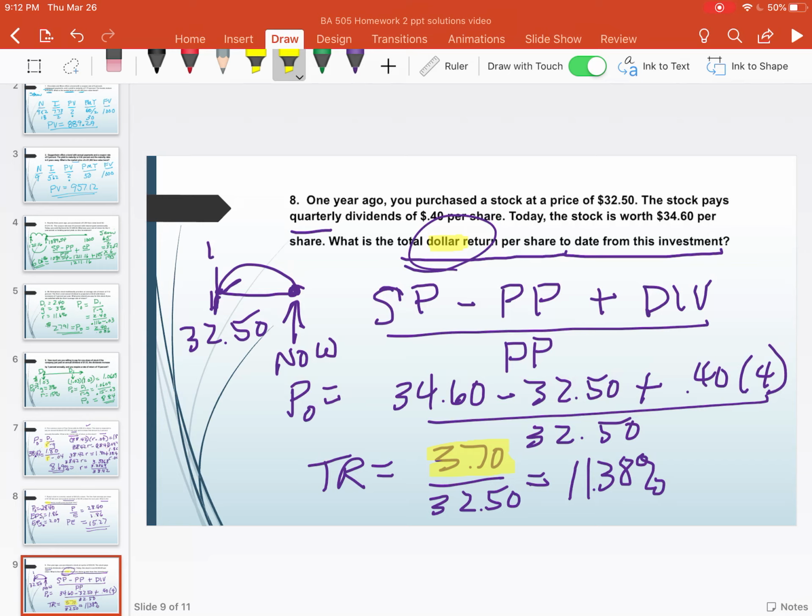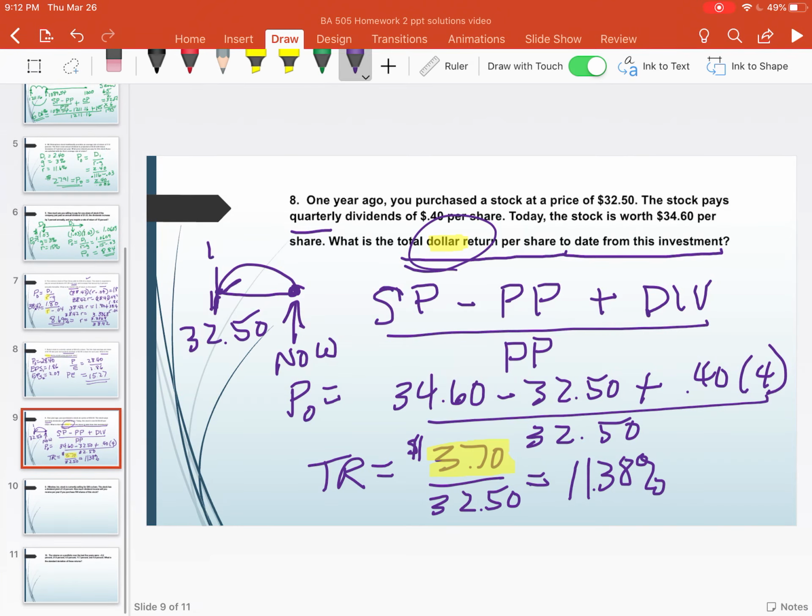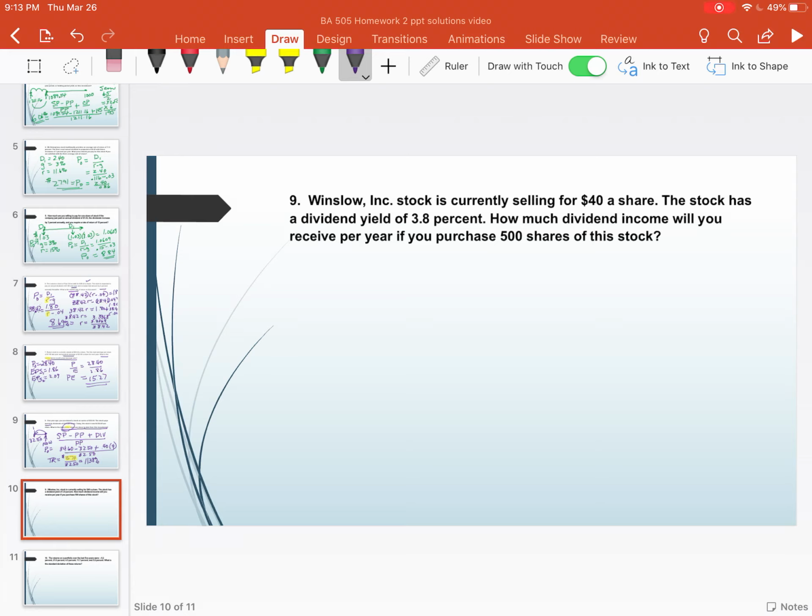So it sort of gave you two answers, two problems to consider here. The total return is a percent, and then we have the total dollar return in dollars. And there you have it. That was number 8, so moving on to number 9.